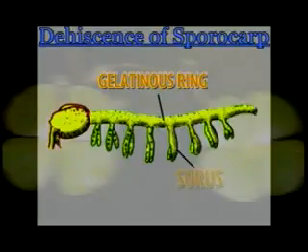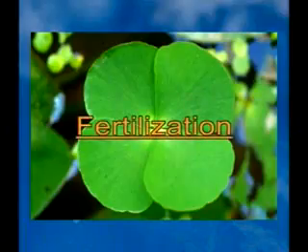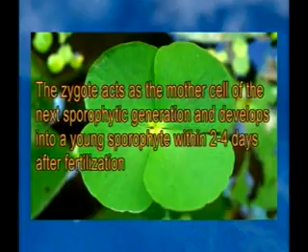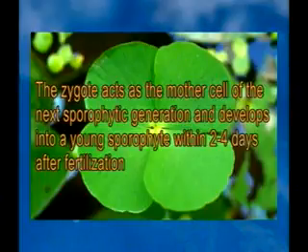Then gametophytic generation, how does it start? The microspores and megaspores germinate separately to produce male and female gametophytes. Then we will discuss fertilization. When one of the sperms, that is androcytes, fuses with the egg to accomplish fertilization, it forms the diploid zygote. The zygote acts as the mother cell of the next sporophytic generation and develops into a young sporophyte within 2 to 4 days after fertilization.